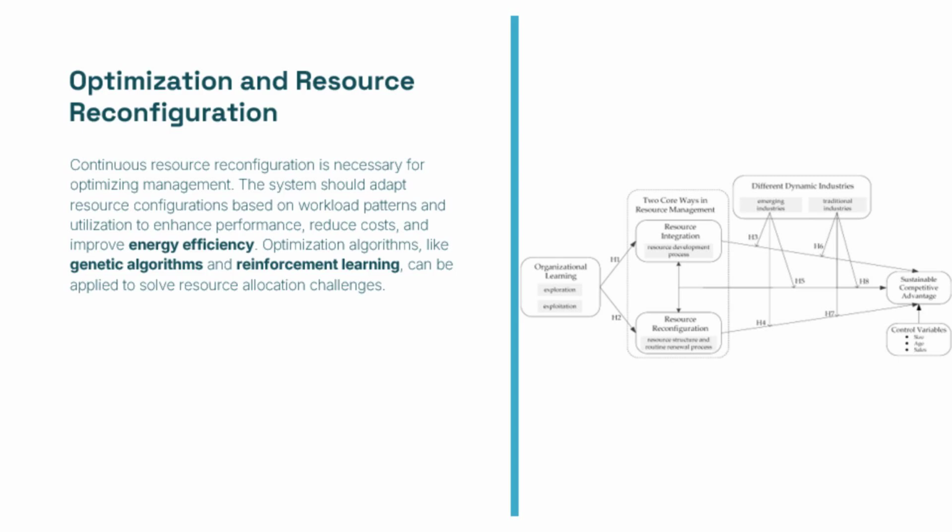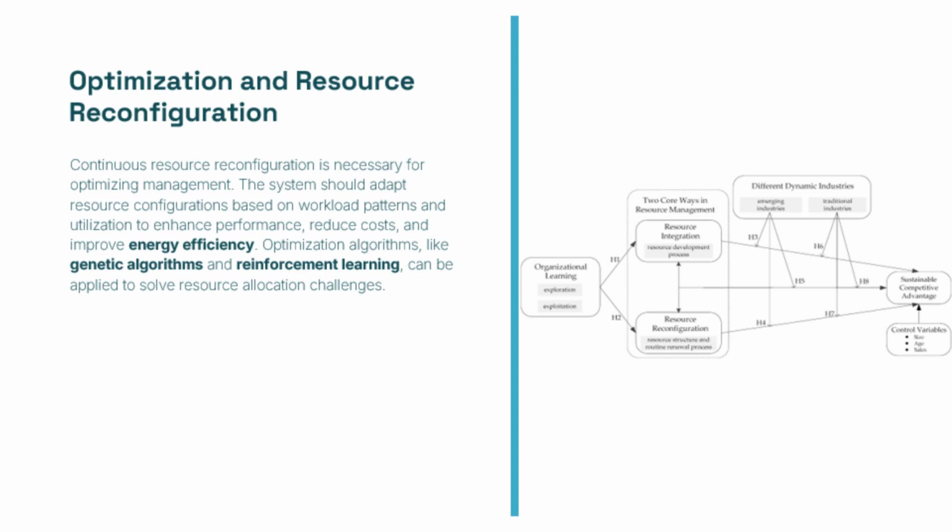Optimization and resource reconfiguration. To optimize resource management, continuous resource reconfiguration is necessary. Based on workload patterns and resource utilization, the system should dynamically adapt resource configurations to achieve better performance, reduce costs, and enhance energy efficiency. Optimization algorithms, such as genetic algorithms or reinforcement learning, can be utilized to solve resource allocation and configuration problems.